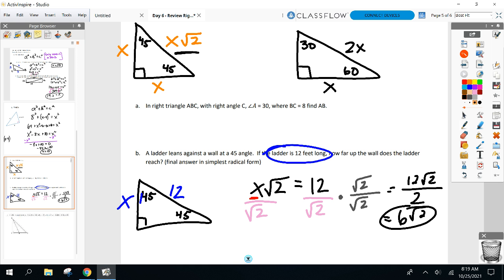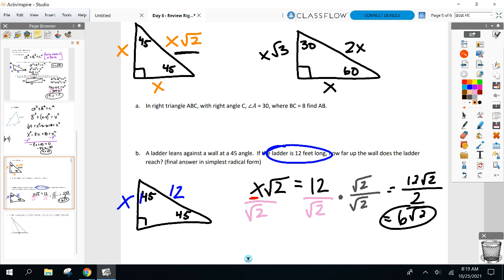And now here comes the tricky part, the side across from 60. It's the side across from the 30 times radical 3. Okay, the side across from the 30 times radical 3. Why the radical 3? It fits in the Pythagorean Theorem. If you did a squared plus b squared equals c squared, they're equal. Yep.